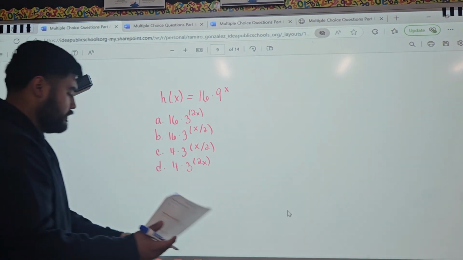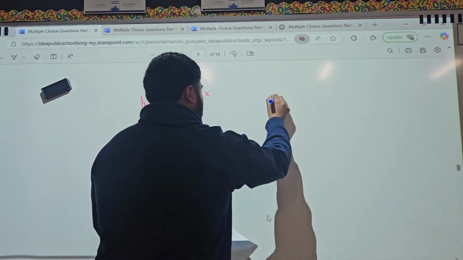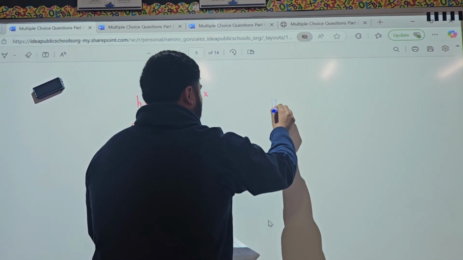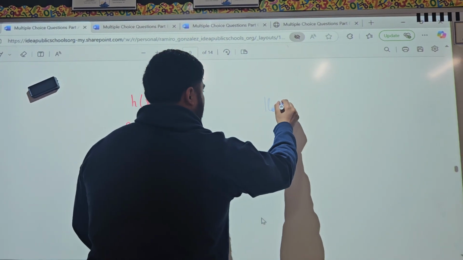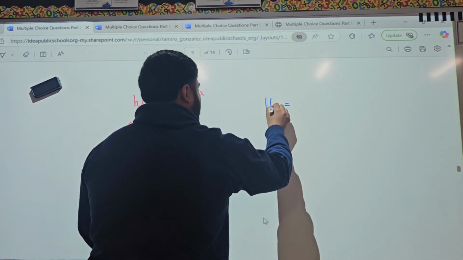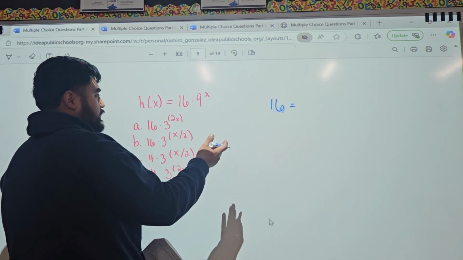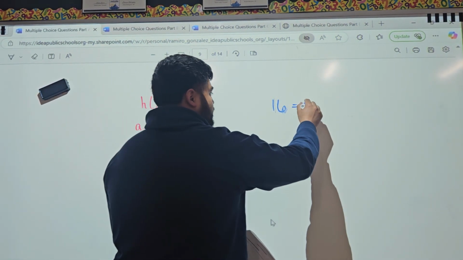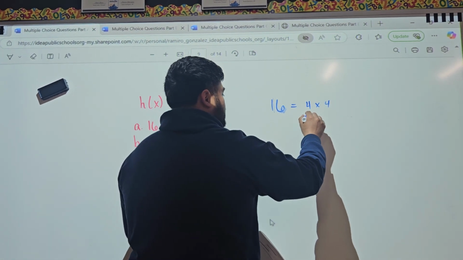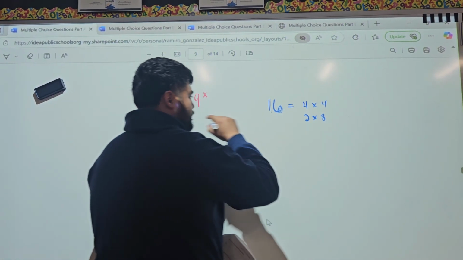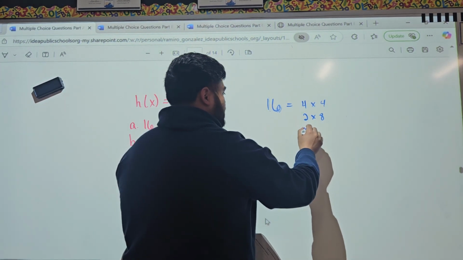Well, let's try to look at the multiples. Let's say you have 16. What are the multiples of 16? Well, you have 4 times 4. What else do you have? You have 2 times 8. What else? You have 1 times 16.